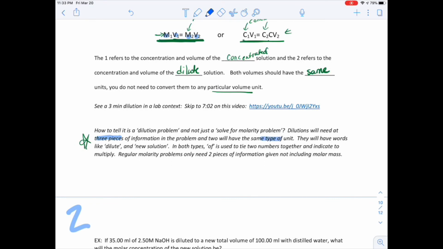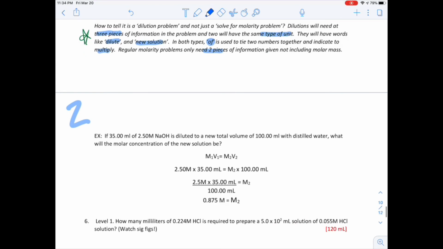And notice 2 of them will have the same kind of unit. You'll have 2 volume units and 2 molarity units. They're also going to have words like dilute or concentrate, and something like making a new solution or added to. In both types, the word "of" is used to tie numbers together. I'll really try to emphasize that in this part. It indicates multiply, and we do multiply things that are "of"'d. In regular molarity, we'll usually only have 2 pieces. Oh, and that's not including molar mass, because you have to have that. Sometimes molarity does give you more information than 2 pieces. I'm just reminding you, you only need to convert to moles and to liters for molarity.